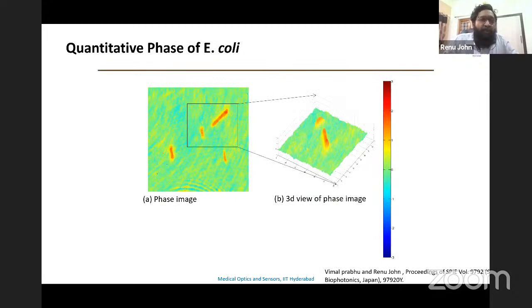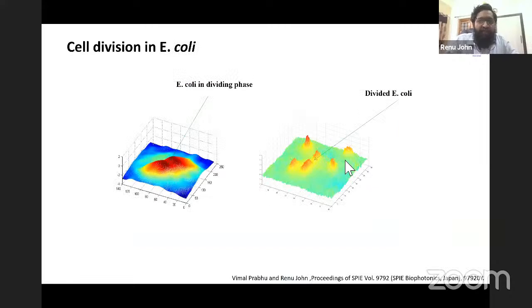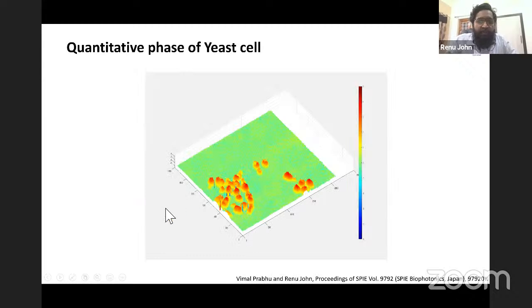So we showed that we can really do static imaging as well as do flows, and also we tried putting biological objects like bacteria. So this is E. coli. E. coli typically have a few hundreds of nanometer thickness. And so you can see a dividing phase of an E. coli image through a holographic microscope.